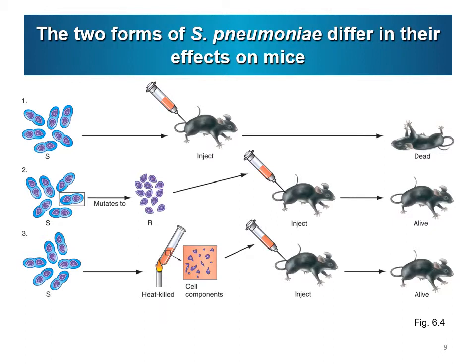So here is a graphical representation of an experiment where the two forms of S. pneumoniae show how they differ in their effects on mice. The first one is where we have the S strain, the virulent strain, the smooth one. Of course, we inject mice with that, and it's going to kill the mouse. In the second case, we mutate it to the R strain, and then we inject the mouse, and it will stay alive. And in the third case, we are heat killing the S strain and then injecting the mouse, and it will stay alive as well.